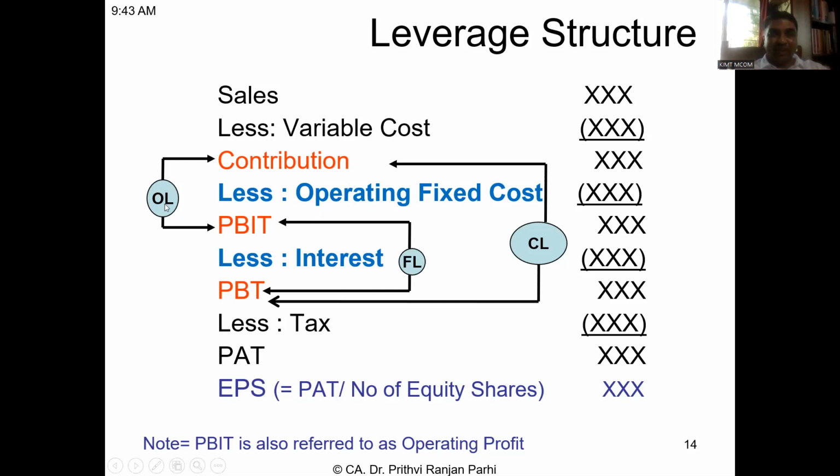Let us say we are calculating operating leverage: one step up and one step down. That means the formula is contribution by PBIT. Similarly, financial leverage comes because of interest. So the formula is one step up, one step down. That is PBIT by PBT. If you take both the fixed costs, you'll be getting combined leverage, the total leverage. The formula is contribution by PBT. So this is the formula you have to understand.